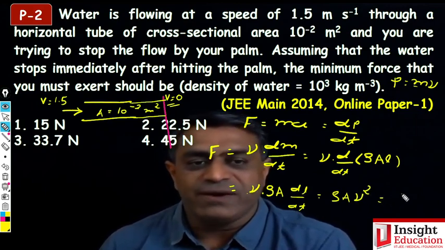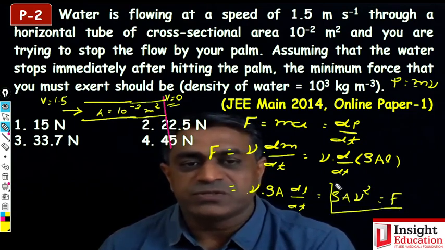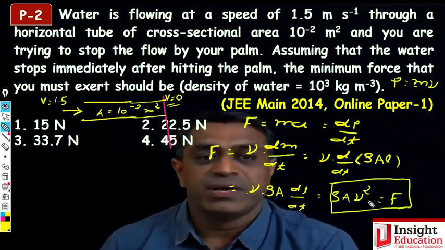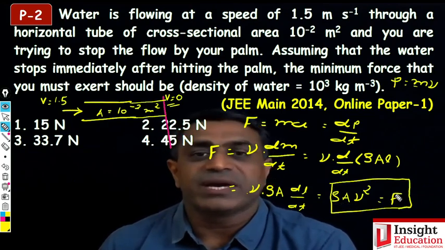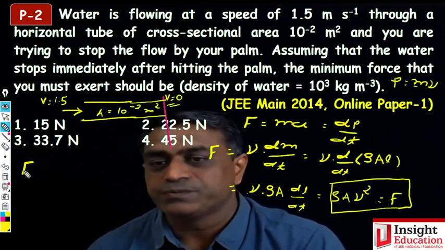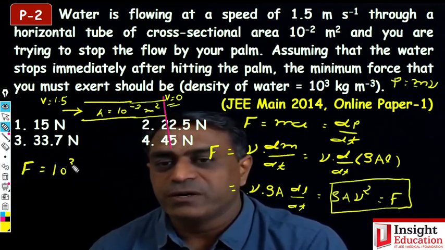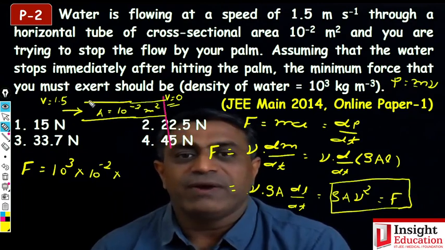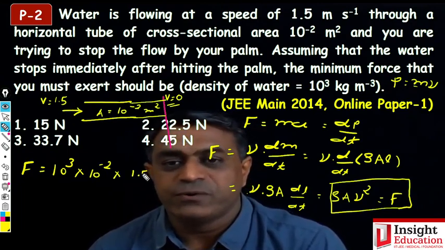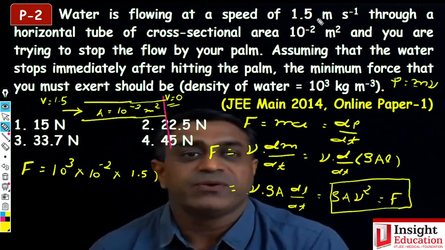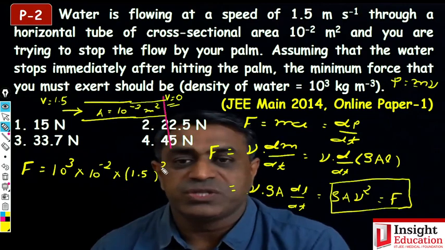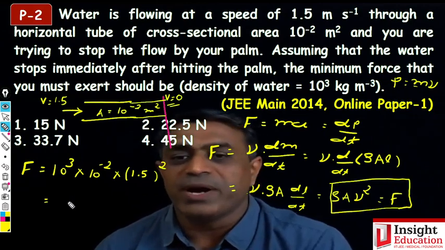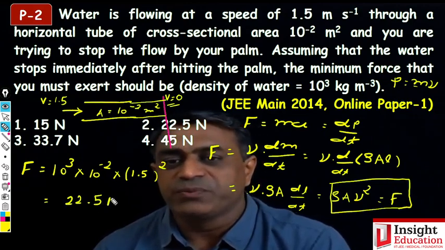So now force F is equal to rho A V square. It is a combination of both fluid mechanics as well as laws of motion. Now if we know density, area and velocity, we can calculate the force. So F is equal to density of water 10 raised to 3, area 10 raised to minus 2, and velocity 1.5 meter per second, so no need to change the unit. 10 raised to minus 2 plus 3 gives 10 raised to 1, and 2.25 instead becomes 22.5 Newton.